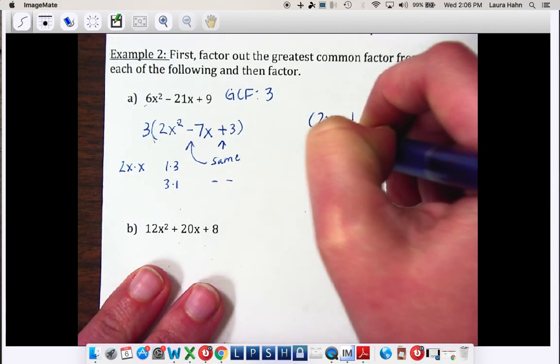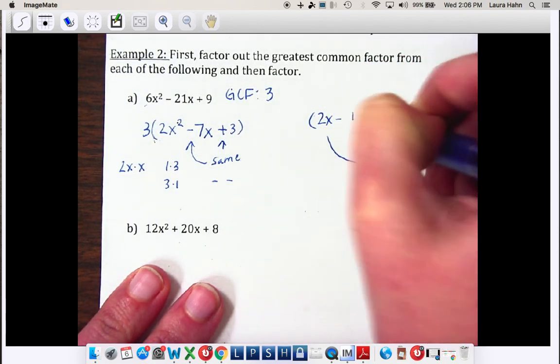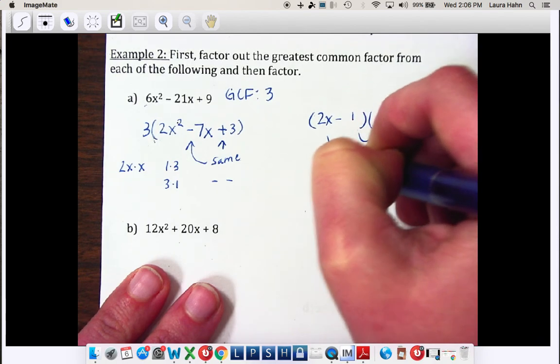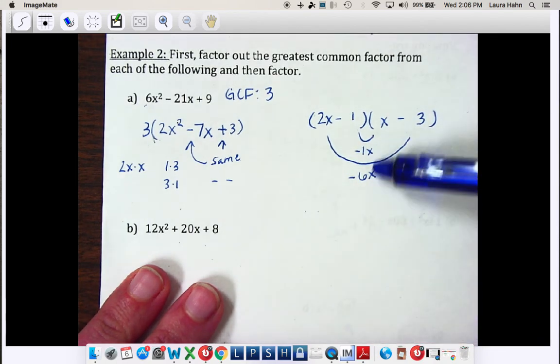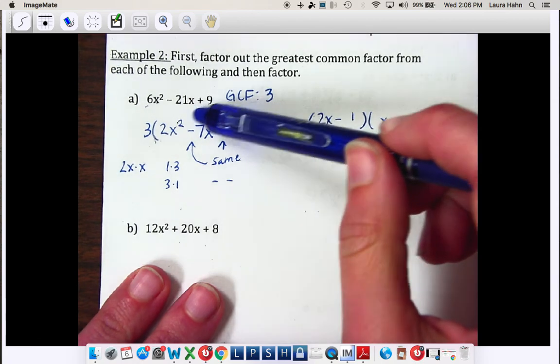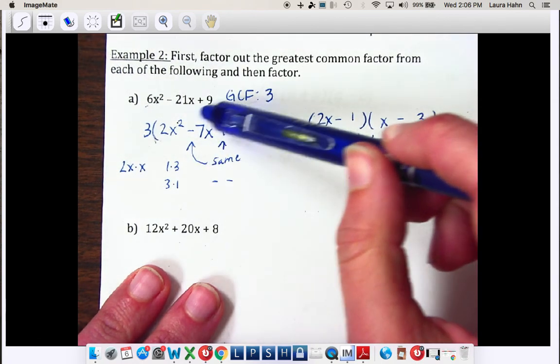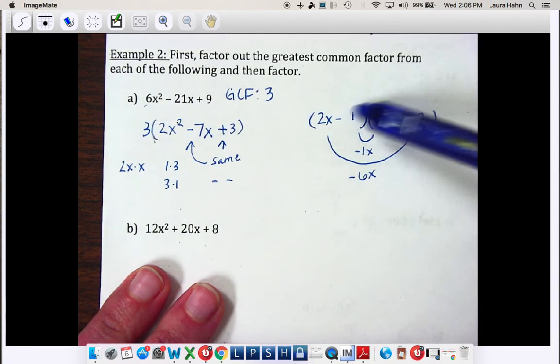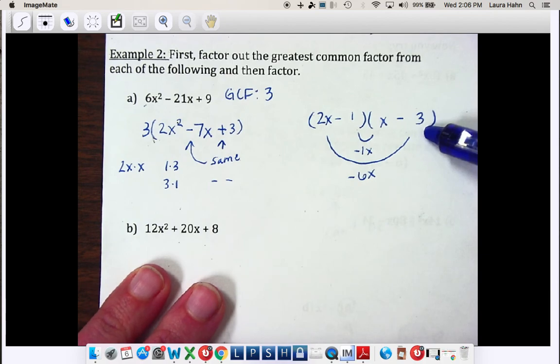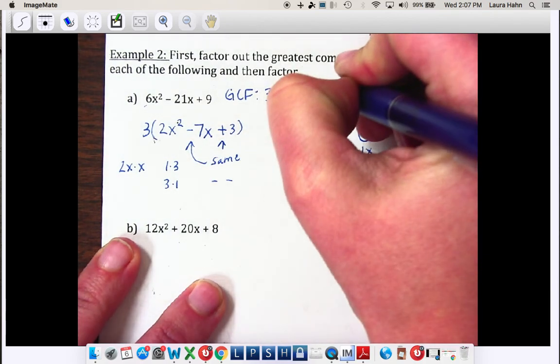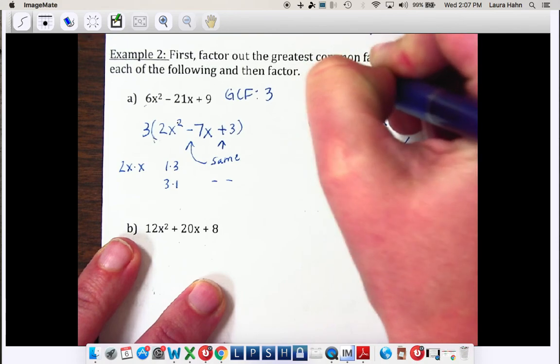So that's going to give me a negative 1x. That's going to give me a negative 6x. Together that gives me negative 7x, which is exactly what I wanted right here. So I know I did it correctly. This is what I was looking for. What I cannot forget is to put the greatest common factor that we took out first.